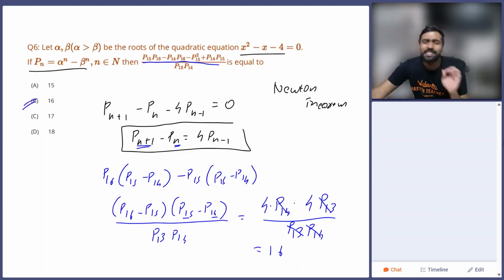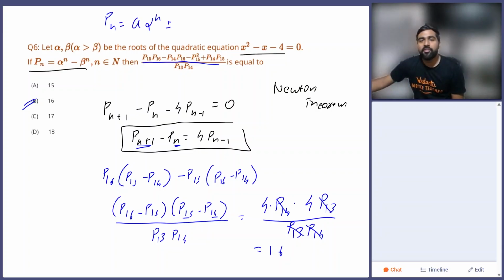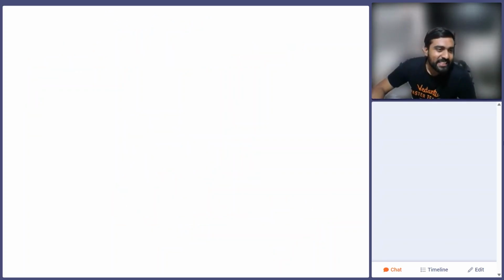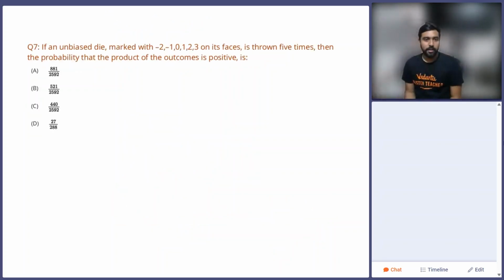This is one of the easiest types of questions that you can get. Newton theorem in quadratic equations is something that's used extensively. Anytime you have any general term, it looks something like this: a into alpha power n plus minus b into beta power n. Any expression of this format where alpha, beta are the roots, and a, b, and n are any constants, you can always use Newton theorem in these cases. Okay. Chalo, moving on.